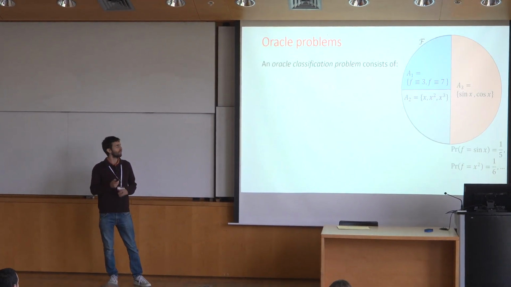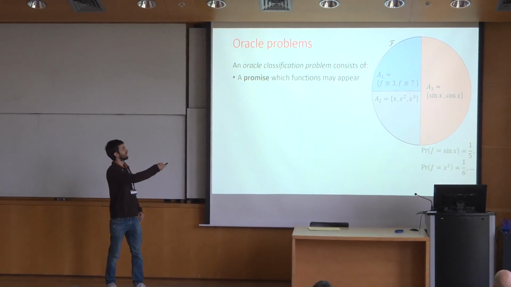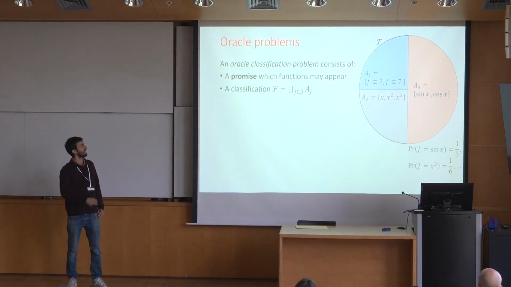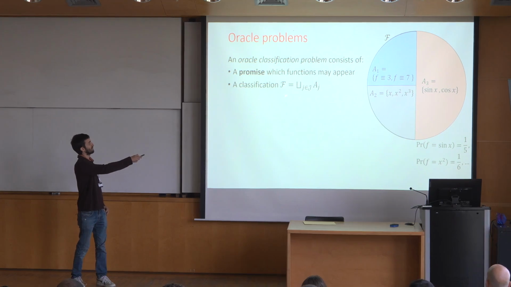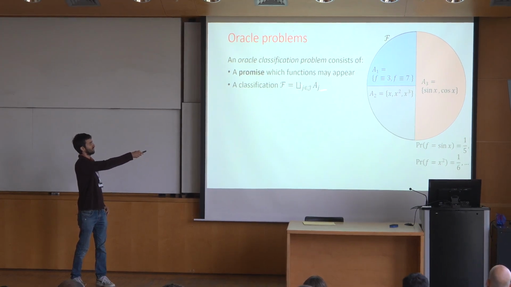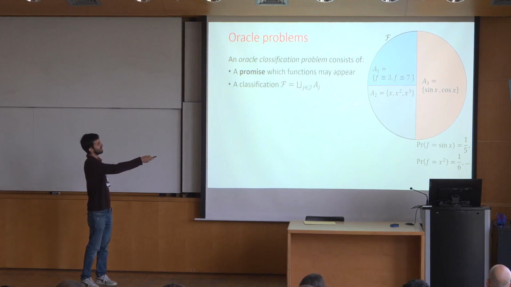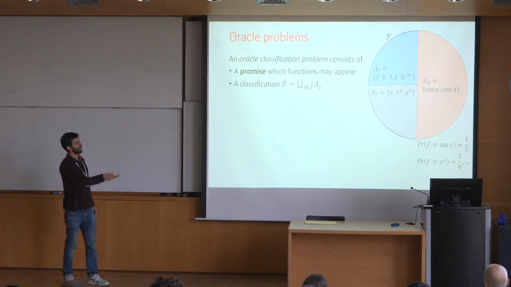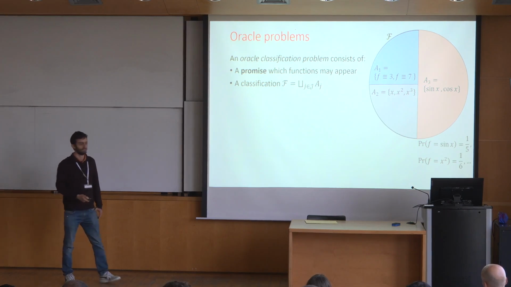Now, by an oracle problem, I mean that we have the following setup. We have a promise on which functions may appear inside the black box. And we have some classification. So the set of allowed oracles is partitioned into disjoint classes. For example, here we have 7 allowed functions, and they're partitioned into classes A1, A2, and A3, where A1 are constant functions, A2 are polynomials, and A3 are trigonometric functions.